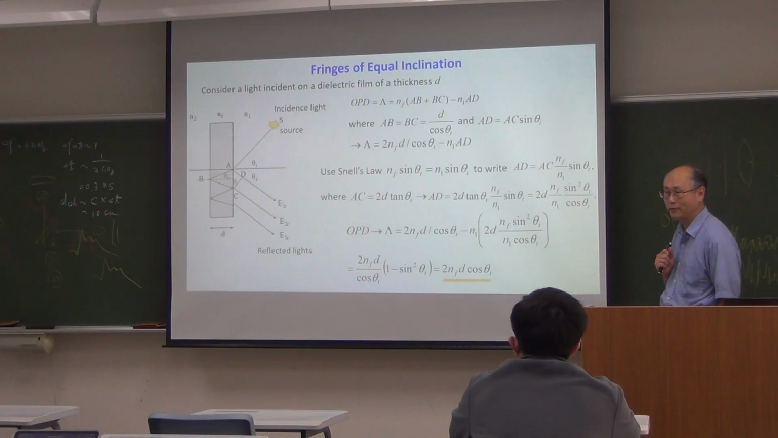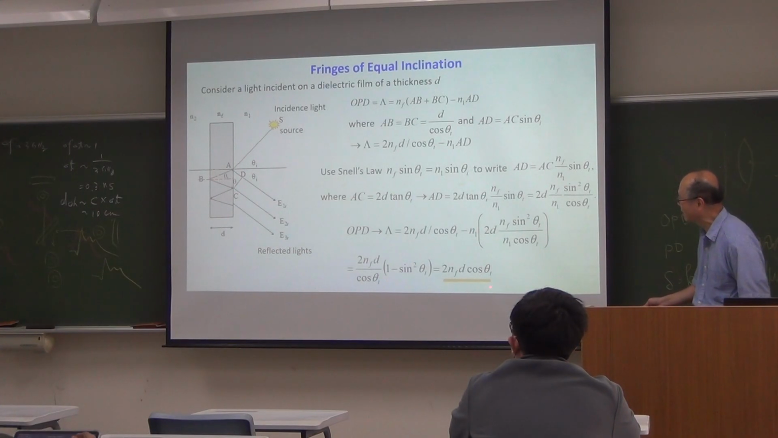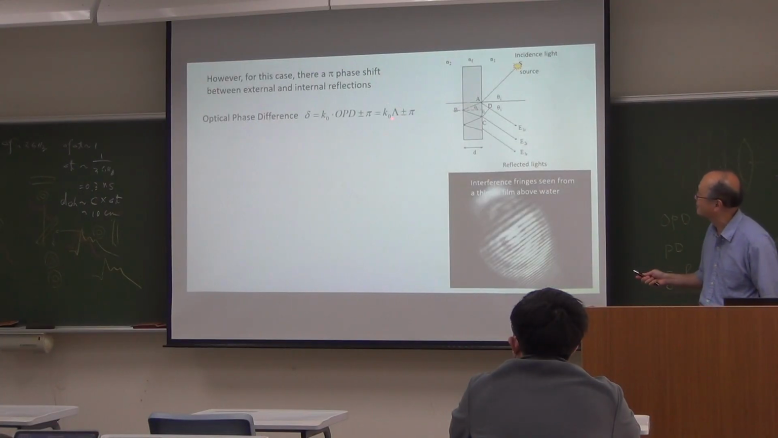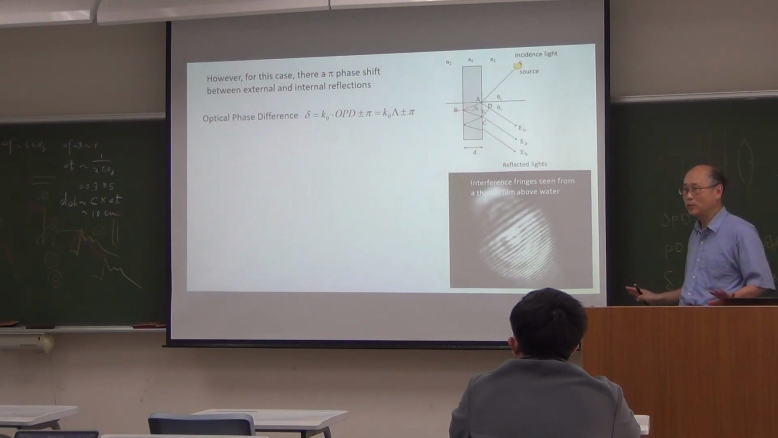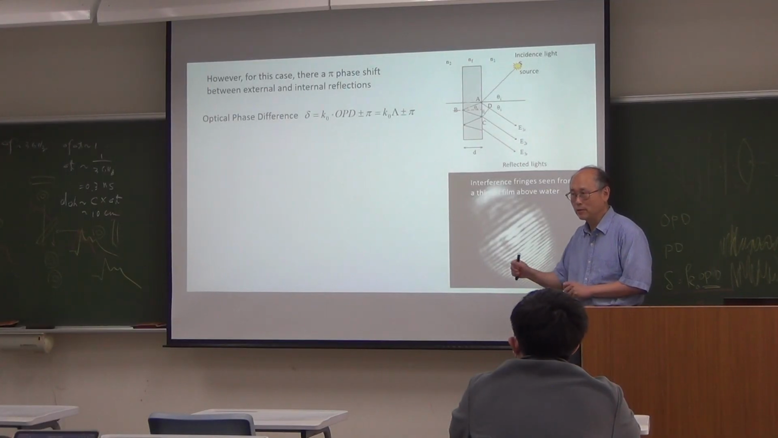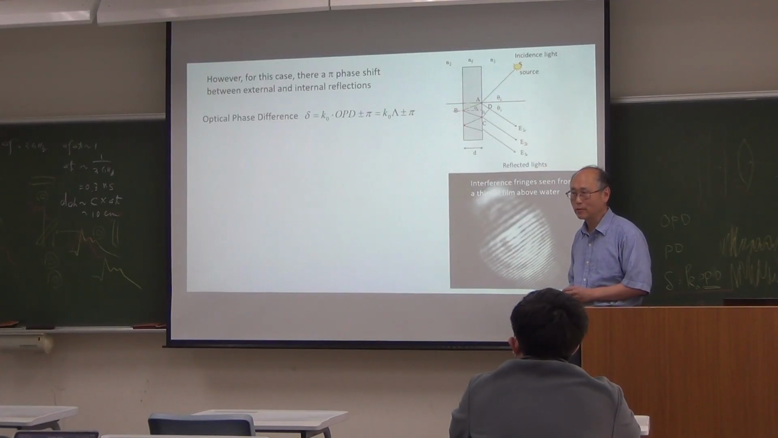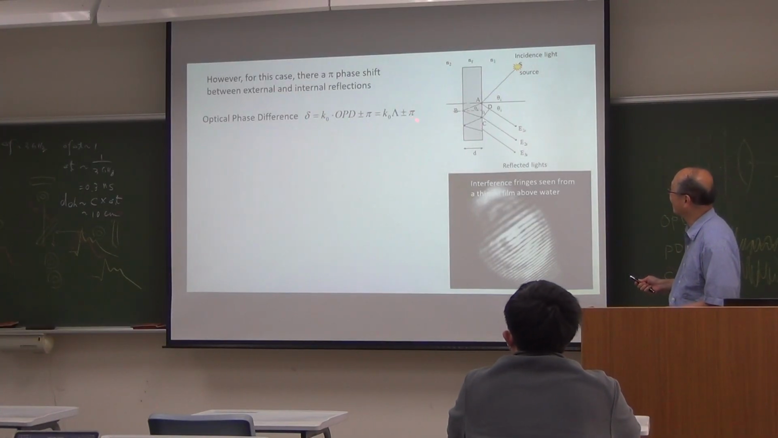So go through this derivation by yourself, step by step. You come down to this very simple result. And then there's an external refraction, there's an internal refraction, so we have to add pi to this optical phase difference. So the calculation steps are quite simple and straightforward, but the details you need to write by yourself. Go through the steps on the page. Once you have the optical path difference, then you can count the fringes.